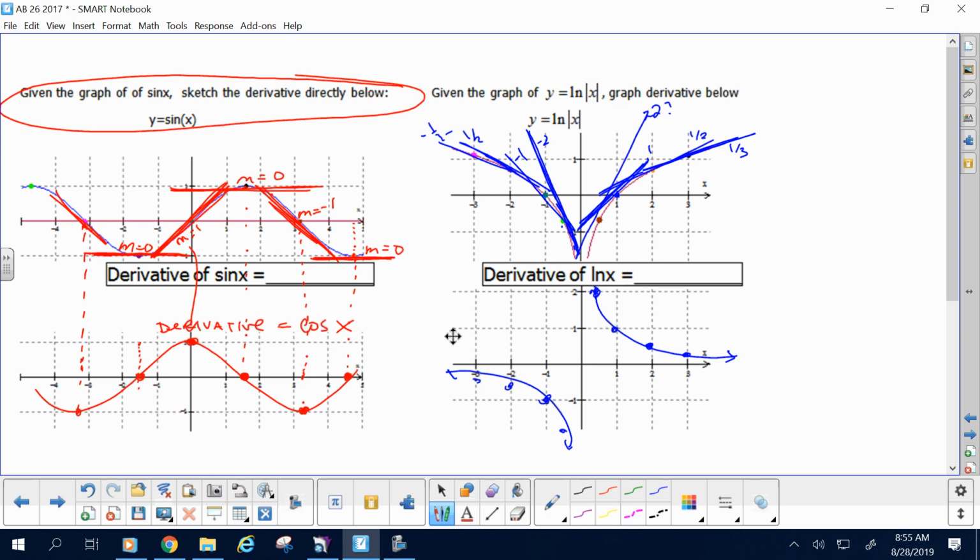What does that look like? Yeah, 1 over x. It's the 1 over x graph. The natural log's derivative is 1 over x. All right.